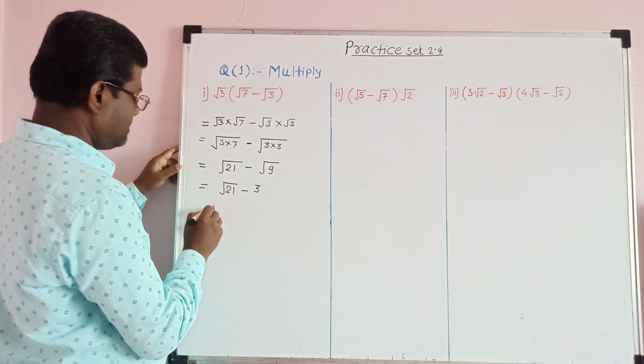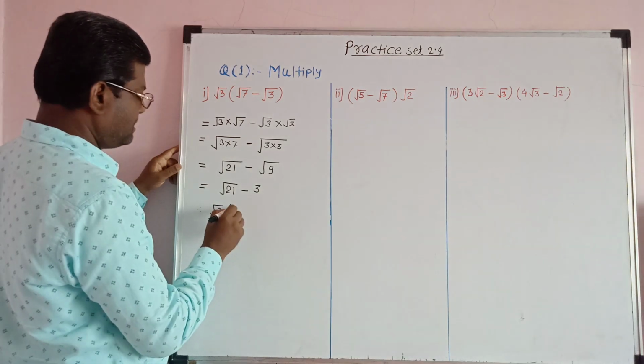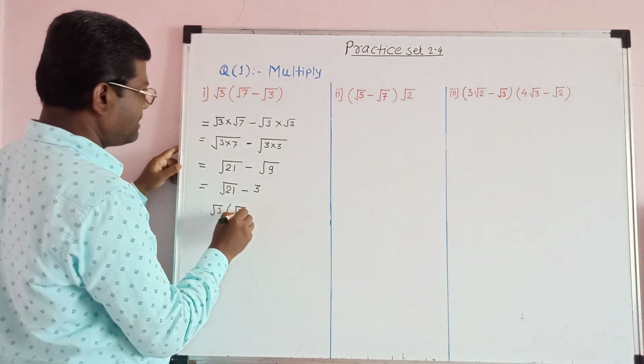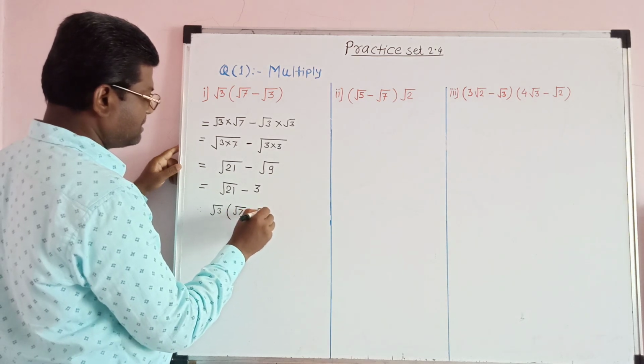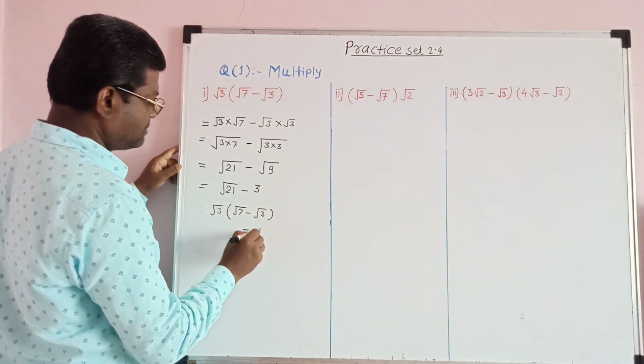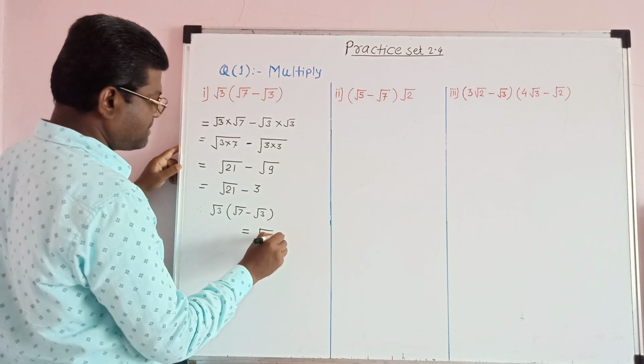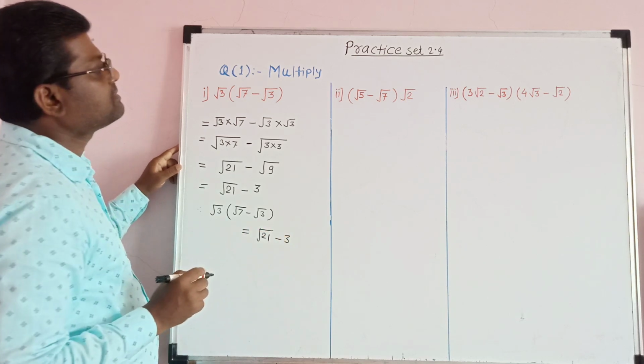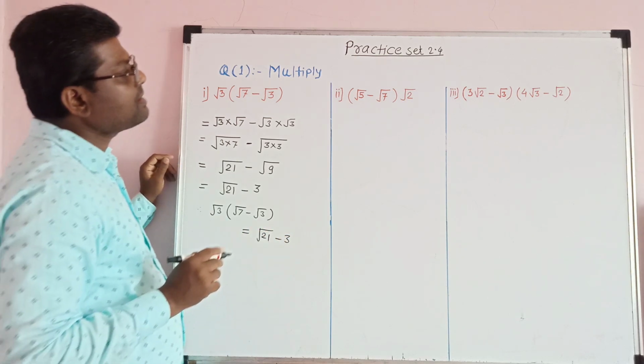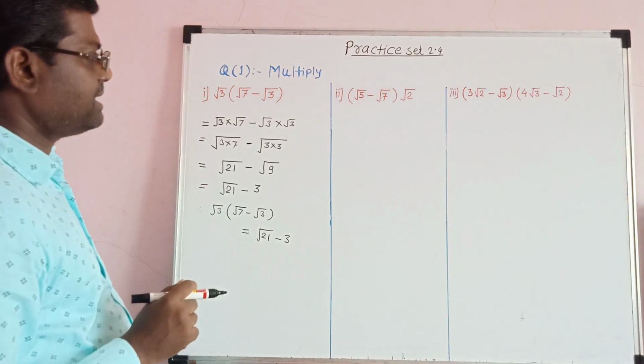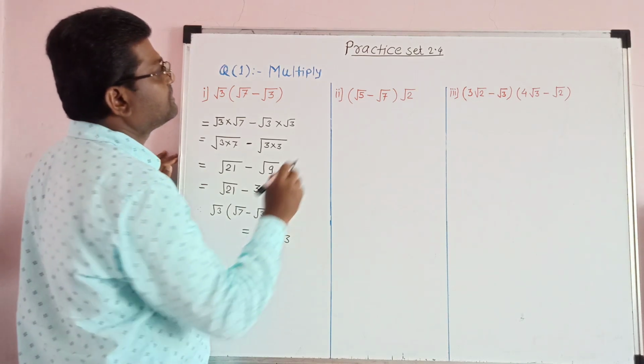Therefore √3(√7 − √3) = √21 − 3 is the answer. Now let us see example number 2.